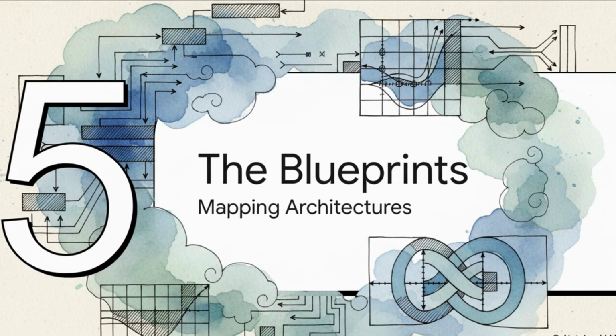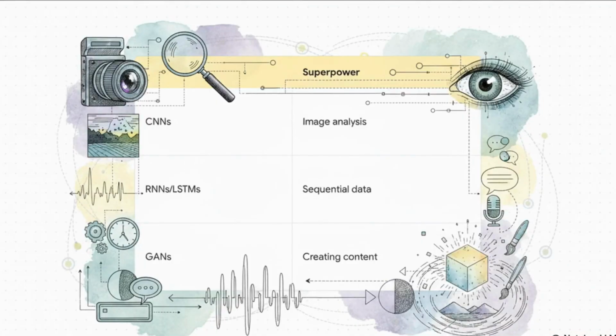Section 5. The Blueprints. From CNNs to GANs, mapping the architectures. Let's just quickly match the technical architecture to its real-world superpower so the acronyms don't feel so intimidating. First up, CNNs, convolutional neural networks. These are your visual processors, totally excelling at image analysis.